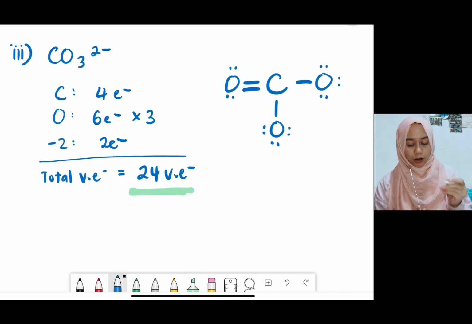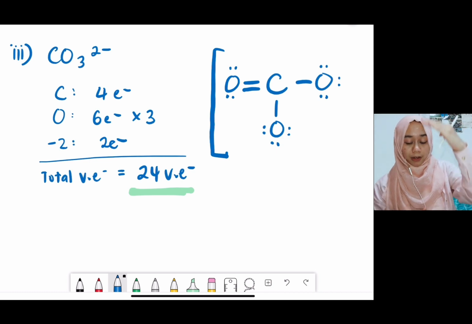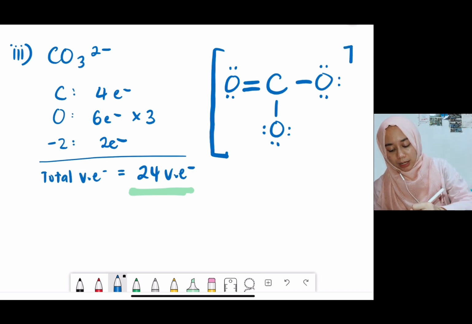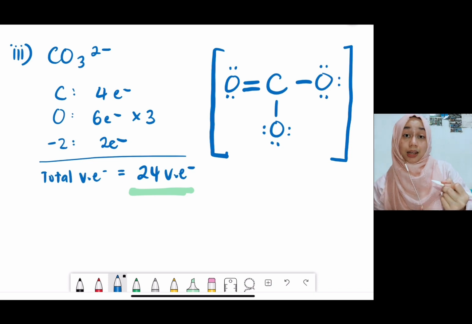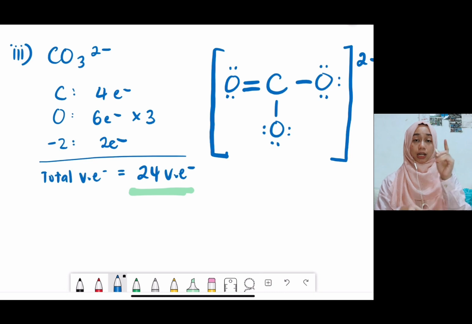So kalau ion, apa yang kamu kena tambah adalah kamu kena letak the whole Lewis structure ni. Okay, make sure dia cover the whole thing. Kita kena letak square bracket and kena letak charge. Okay, so charge dia adalah 2 negative. Okay, so this is the Lewis structure untuk kita punya carbonate ion. So kalau ion, kena make sure ada bracket and kena make sure letak charge.